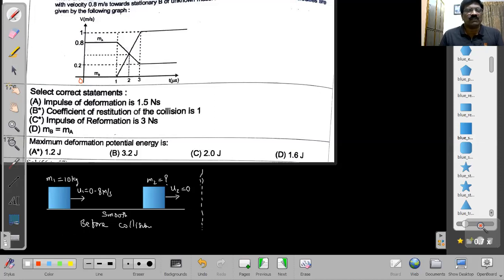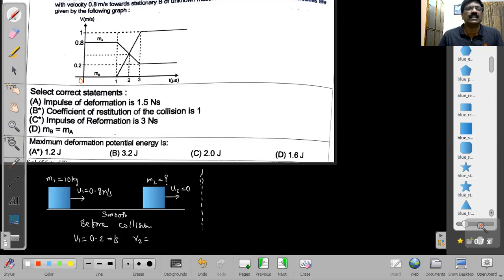So final velocity of the first body, v1, is equal to, what is the final velocity of the first body? First body, after making collision with the second body, moves with a constant velocity given by 0.2 meter per second, no? In the graph. That's why v1 is equal to 0.2 meter per second. Okay, next, what about v2? Velocity of the second block after collision.